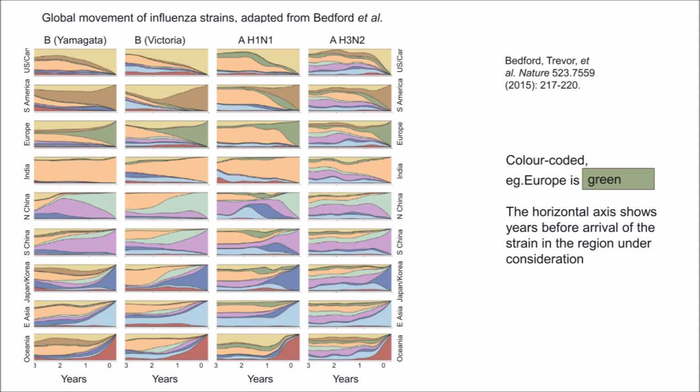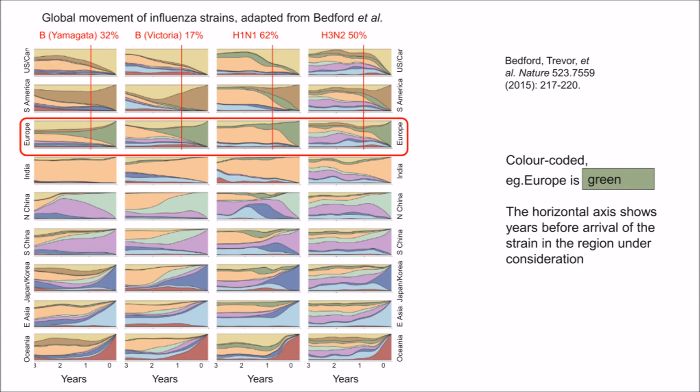So they divided the world into 9 different regions, and they're showing where the viruses were 1, 2 and 3 years before the present. And you can see, if you look carefully, that the influenza is more likely to move from hot places to cold places than in the other direction.